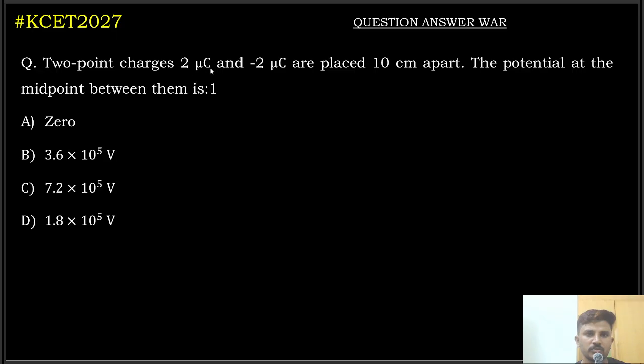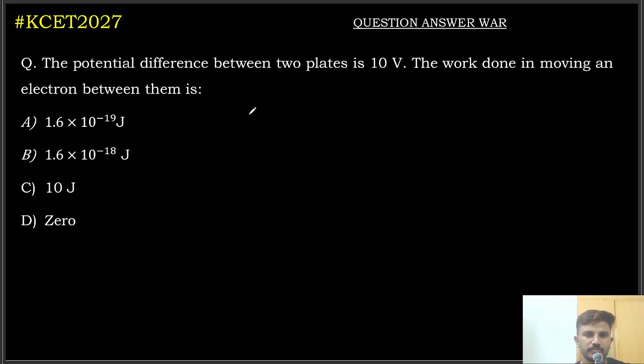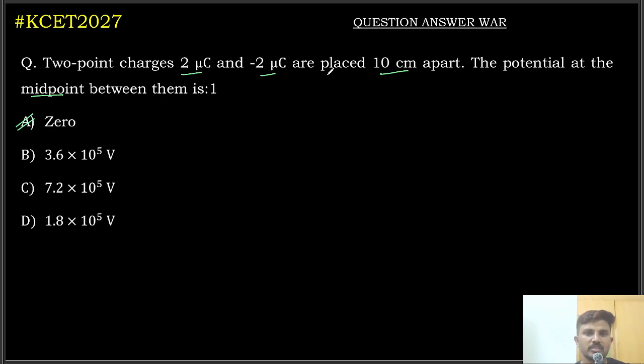2 point charges, 2 microcoulomb and minus 2 microcoulomb, are placed 10 centimeter apart. We can consider it as a dipole, 2 and minus 2, separated by 10 centimeter. The potential at the midpoint. The midpoint comes along the equatorial plane only, so the potential will be 0. Just now we have discussed, along the equatorial, potential will be 0. Or you can consider at equal distances and opposite polarity charges are there, potential will be 0.